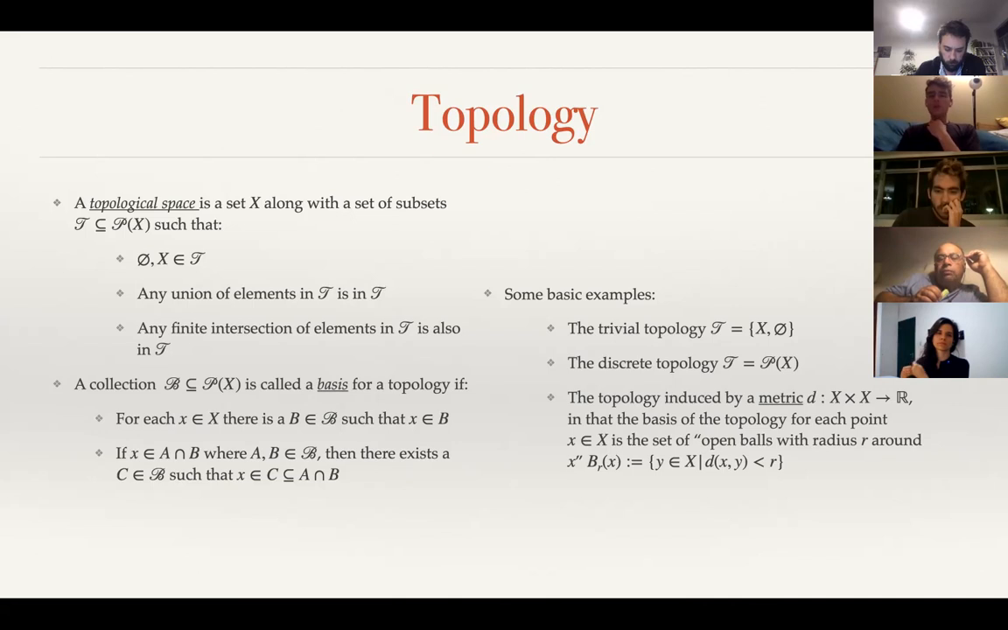And if we have a metric, which is just a way of measuring distance, you also have a topology that's induced by that. It's induced by the basis of open balls with radius r around x, which is just all the points which are less than distance r from that point. So it's going to be generated by all of these, for any r and for any x. Does that make sense? Pretty simple.